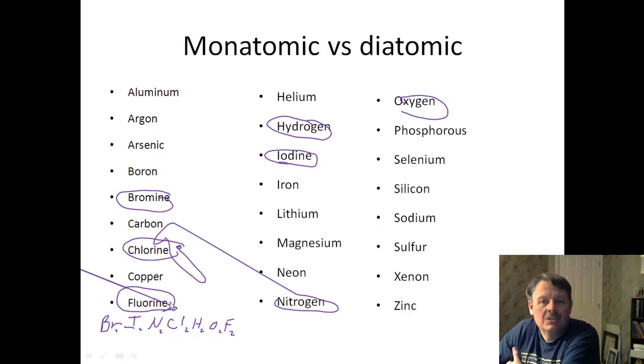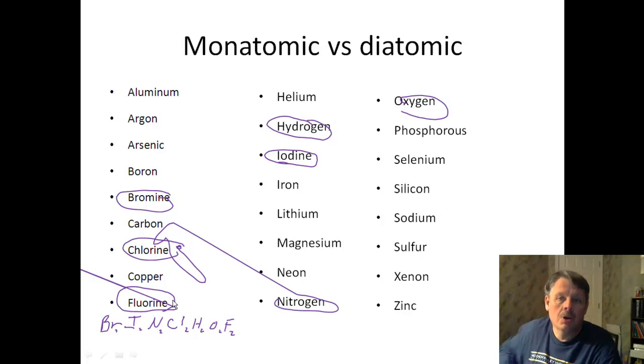Everything else is not. So if you find aluminum in nature, it's just going to be Al. Argon is Ar. Arsenic is As. Bromine is Br2. Chlorine is Cl2. So the ones that are circled are diatomic. You need to memorize those. Make sure you know them. There are 7 of them.